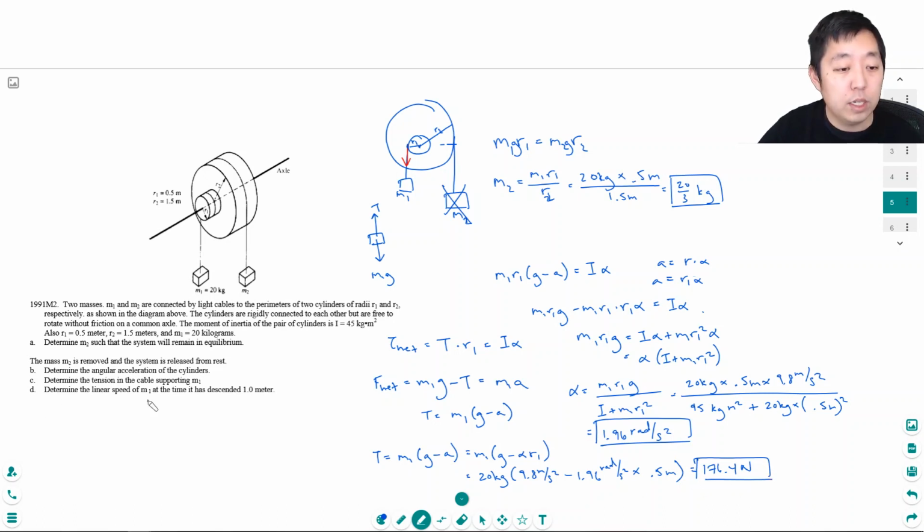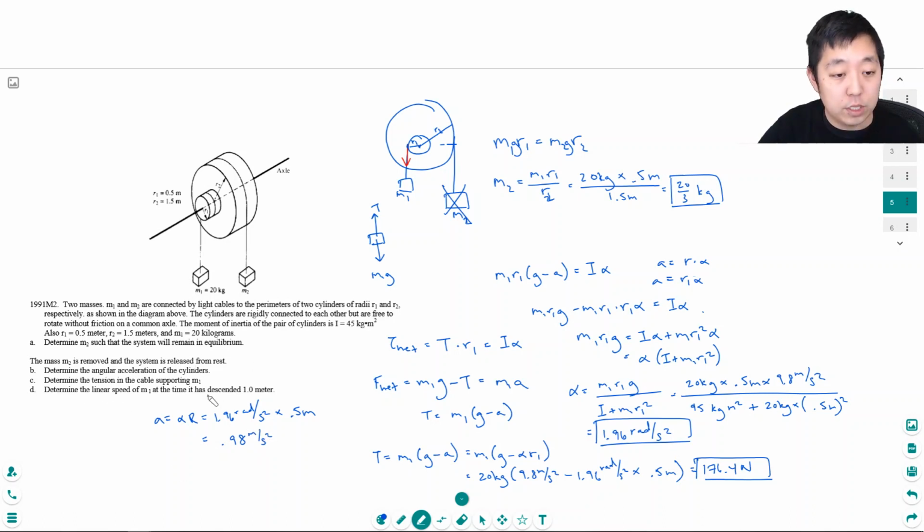And then determine the linear speed of M1 at the time it has descended 1 meter. This linear acceleration would be constant the whole time, because the torque is going to be constant the whole time. The tension and M1G, the forces aren't going to change. It doesn't matter where the height is. So the linear acceleration is alpha R, and that's equal to 1.96 radians per second squared times 0.5 meters, which is 0.98 meters per second squared. So that's my linear acceleration.